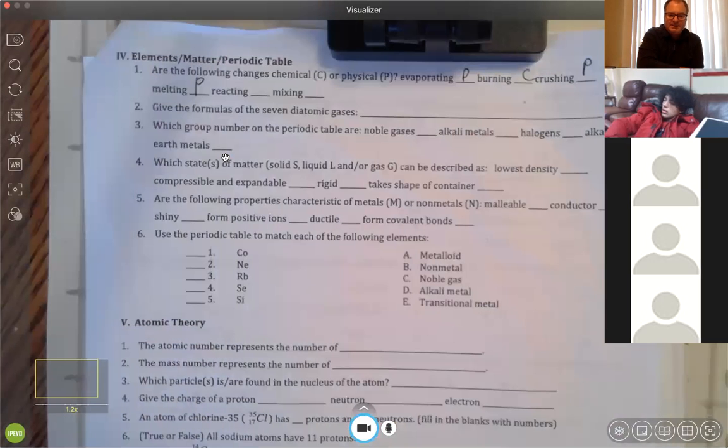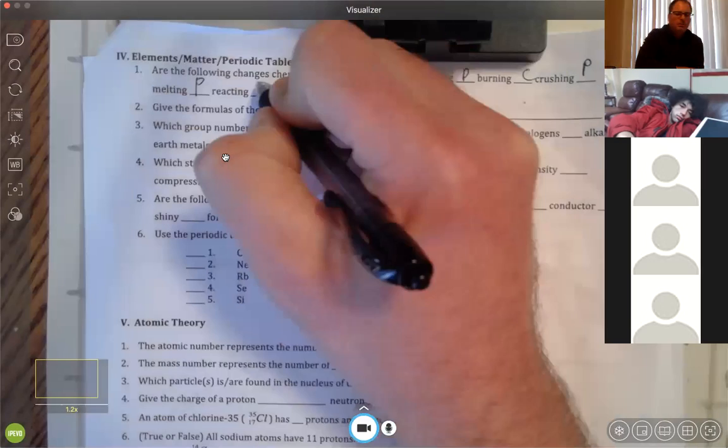If we react, let's say we leave a piece of bologna out on the ground and it spoils, or the hamburger meat from $2 Tuesday was left out too long and it spoiled. That would be a chemical reaction.